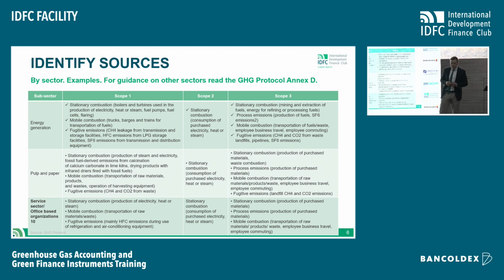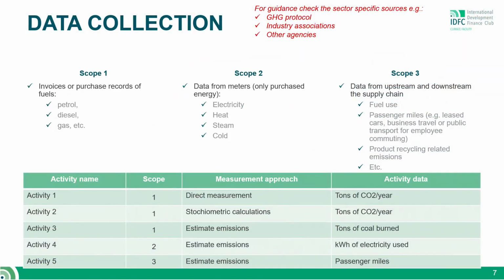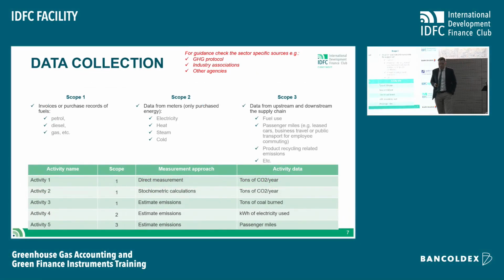Okay. I will not be going through these examples. Okay, this is very sector specific. So, again, you just do an inventory of the emission sources by activities. For example, heating of the building, electricity consumption in the building, use of cars in the company, and so on. Then you apply which scope it is, then align the measurement approach.